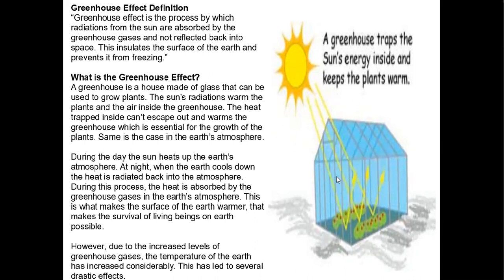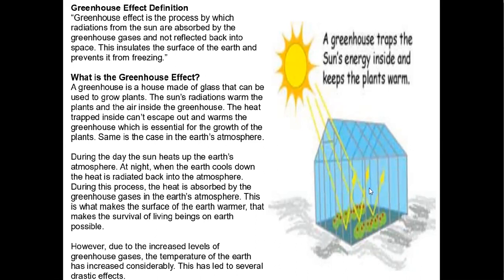So it enables this atmosphere to increase the temperature of the atmosphere. And what is the phenomenon behind it and how these greenhouse gases absorb this solar radiation and increase the temperature of the atmosphere, we will discuss one by one. And what is the greenhouse effect? A greenhouse is a house which is made up of glass that can be used to grow plants. The sun's radiation warms the plants and the air inside the greenhouse.